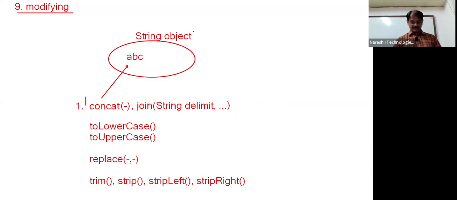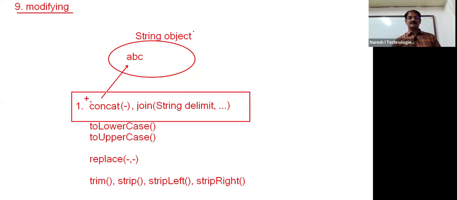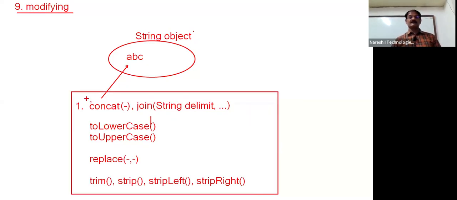Also, for concatenation purpose we can use the operator plus. So for concatenation purpose we have three: concat, plus, and join. Second one, toLowerCase. Third one, toUpperCase. Fourth one, replace. Fifth one, trim. I will give the numbers for these. One operation, this is the third operation, this is the fourth.